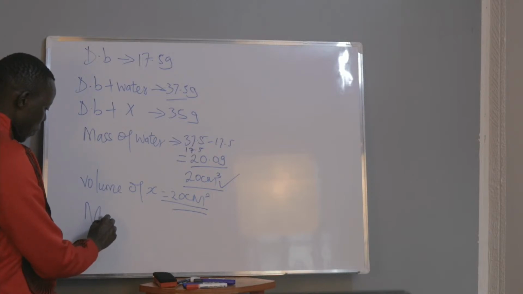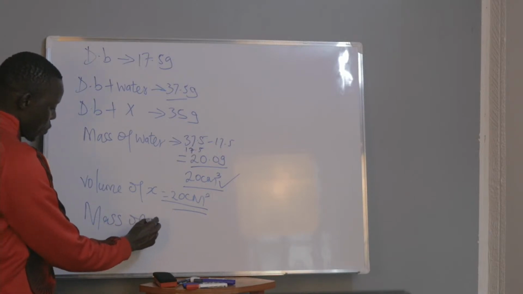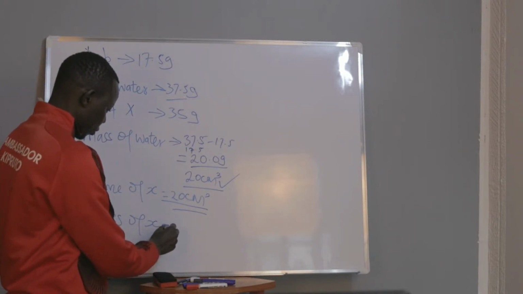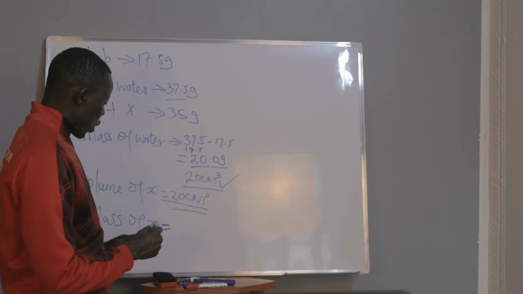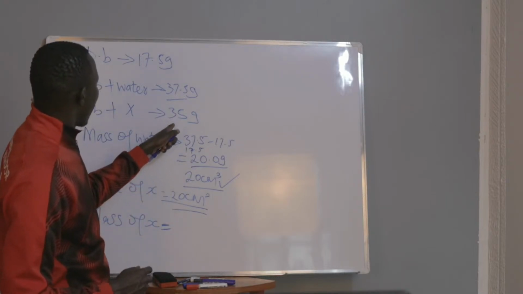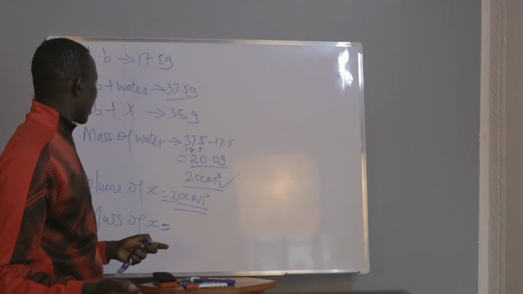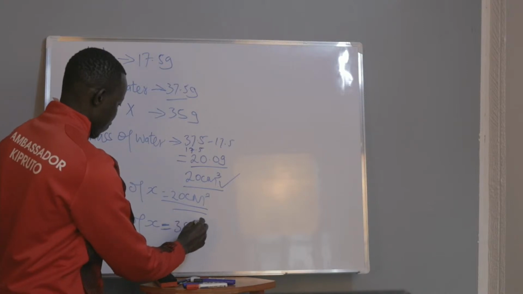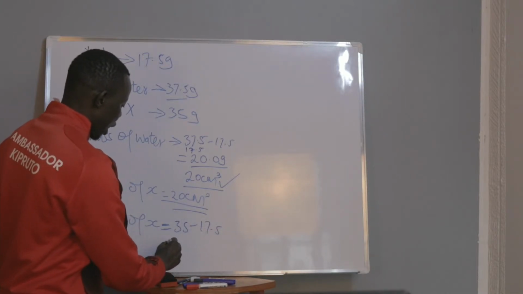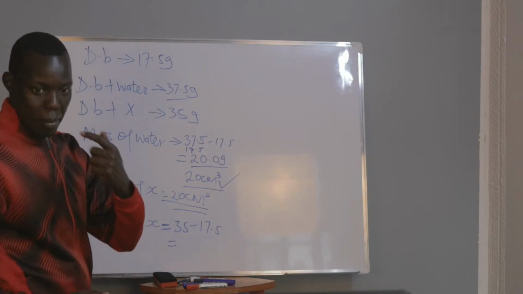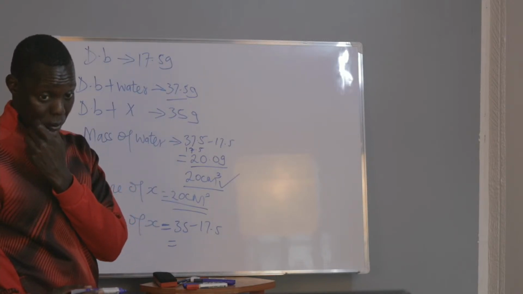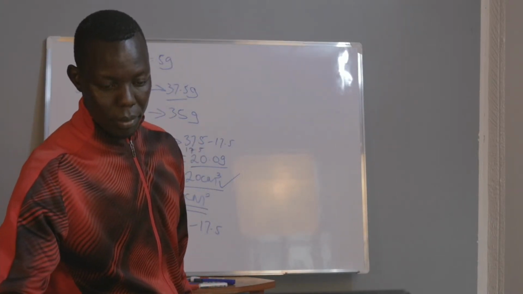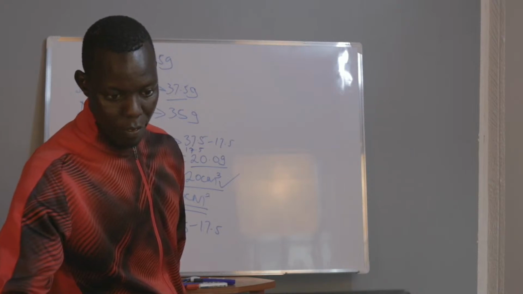The mass of liquid X is going to be the mass of the bottle with liquid X minus the mass of the empty bottle. Now let me get the calculator.